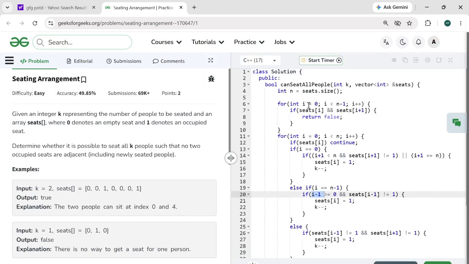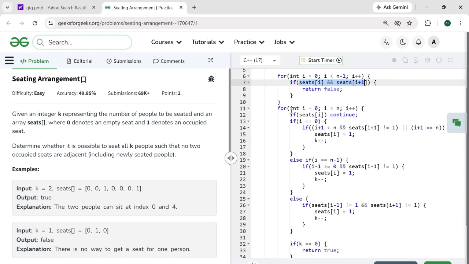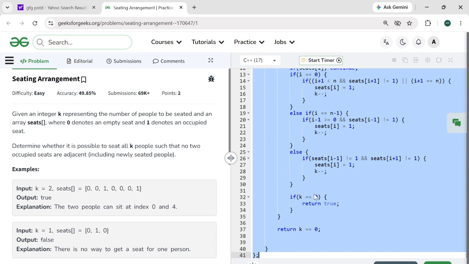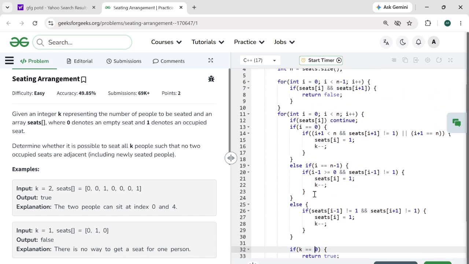Over here initially I have initialized the n. Then this particular for loop makes sure that if two adjacent seats are occupied, then it will simply return false, right? Because we don't want any two seats to be occupied, right? So we will simply return false if it is detected over here, right? Then this for loop is used to find the main thing, that we were understanding in the logic, right?